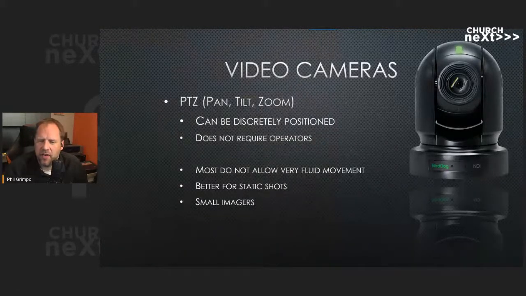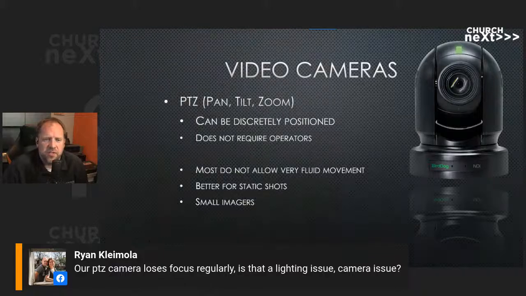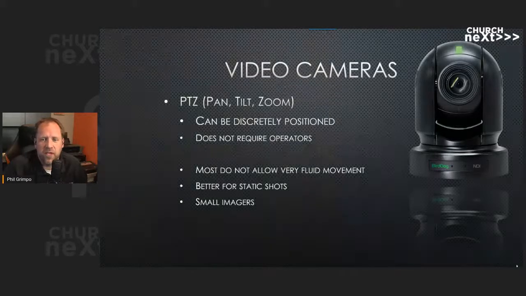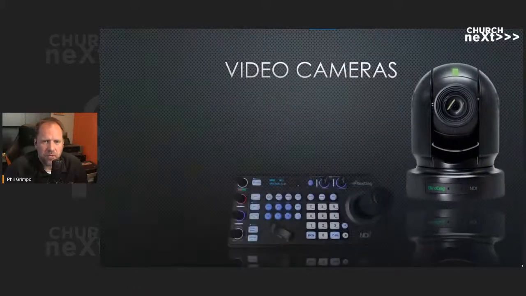And then we have Ryan here says, our PTZ loses focus regularly. Is that a lighting issue, camera issue? I would say probably a little bit of both. Because these have the smaller images, they need a lot of light to perform well. I would probably also move off of autofocus and see if you can do a manual focus with your controller. That may be a better bet, because the intelligence in the camera is trying to find anything that's moving and focus on it. So you may want to go to a manual focus type of situation. Okay.